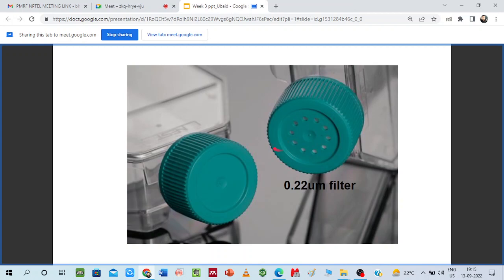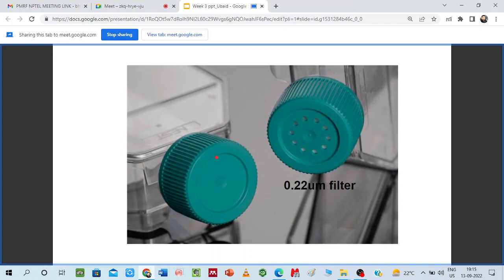But if some lab uses non-vented flasks to grow the cells in the cell culture, they have to open the lid so that the CO2 exchange occurs between the flask and the outside of the incubator. So in that case, there are chances of contamination, maybe, because there is no filter when you open the lid.